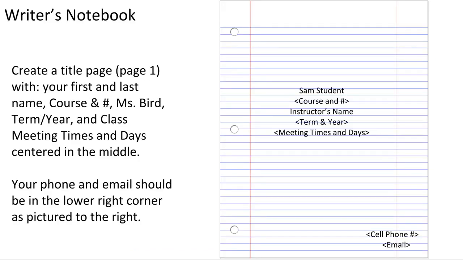So let's get started. On the very first page of your writer's notebook, you will need to create a title page. Centered in the middle of the page, you should include your first and last name, course and number, instructor's name, term and year, and class meeting times and days. You should also include your phone number and email address in the lower right corner. This is just in case you forget or happen to lose your writer's notebook. You may want to pause the video at this time.